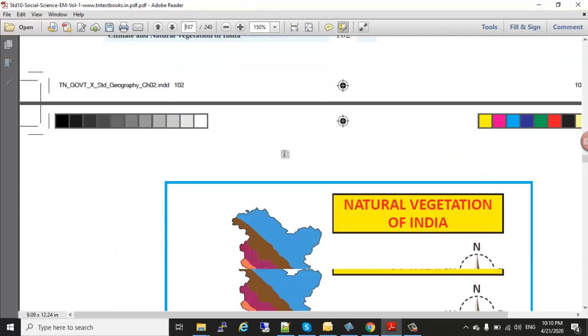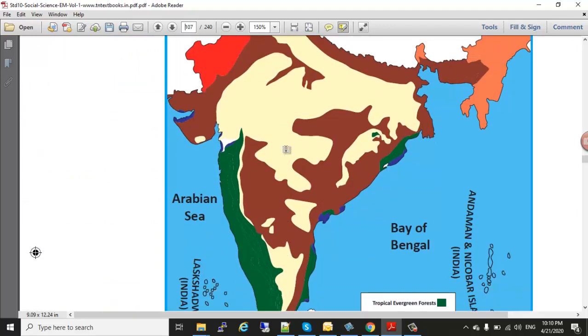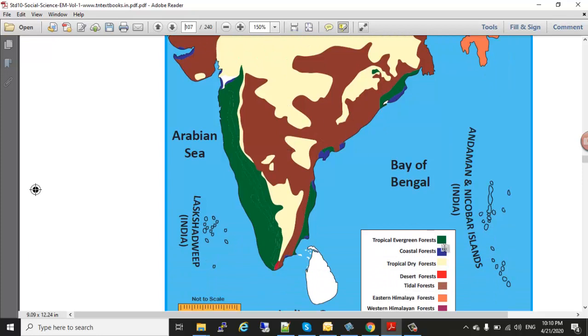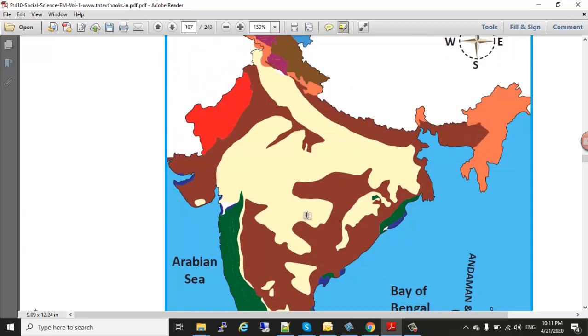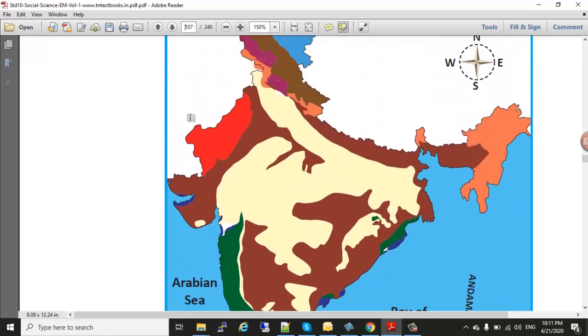107. So here evergreen forest, you can see evergreen forest without any doubts. You can mark it in Kerala, this side, in green color. Okay, coastal forest, you can see in blue color. Here in Tamil Nadu and Pondicherry, Pichavaram coastal region, you have a coastal forest. And tropical dry forest, here the whole area is in white color, tropical dry forest. And desert forest, it's given in red color. You can clearly see this one.